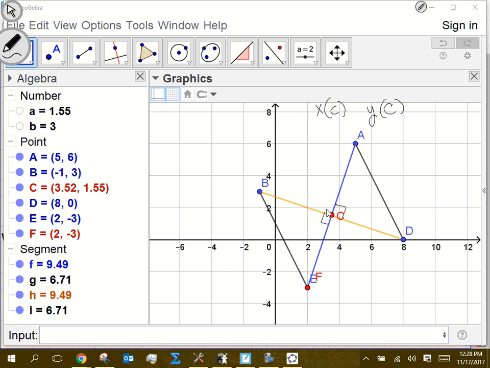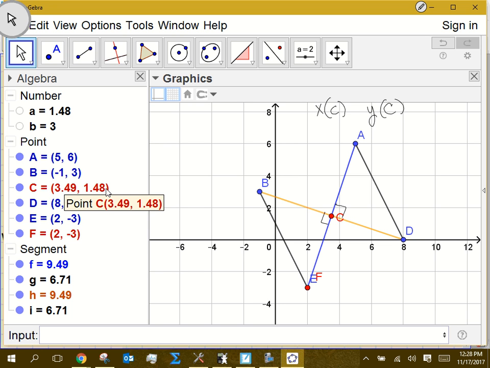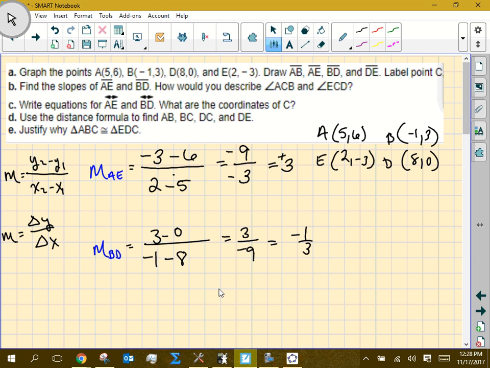The next thing is, can we actually find that ordered pair for C? When I put C there, I think that's intersecting. It looks like (3.49, 1.48). Maybe that's what I guessed. Most people probably would have guessed (3.5, 1.5), right? Let's see if we can go through the algebra to convince ourselves of that. And that's the next task, to find the coordinates of C.